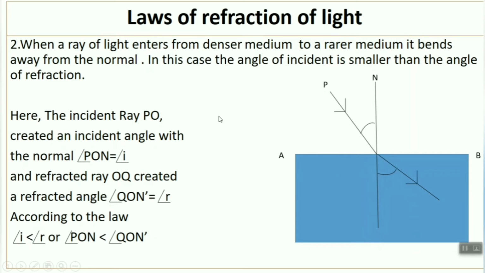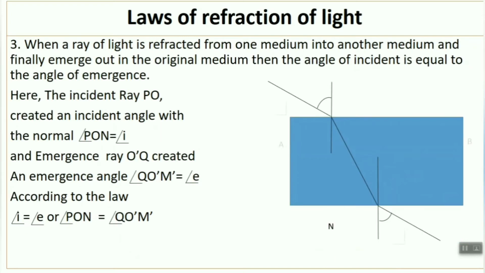Next one, just the opposite of the first one. That means when light comes from a denser medium to a rarer medium, what will happen? Obviously, the angle of incidence will be less than the angle of refraction. The angle of incidence is less than the angle of refraction. See, very easy and obviously normal.